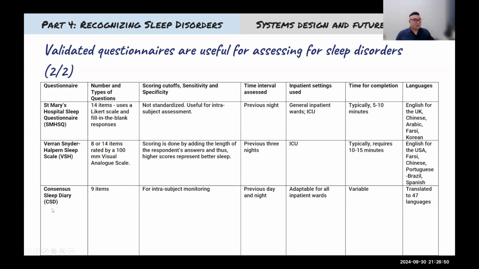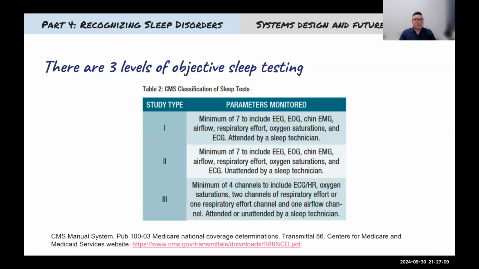And there is a more robust consensus sleep diary, which does take a bit more time to use. It reflects sleep status in the night and day previous. You're going to apply these questionnaires to your specific setting and the patient's needs. Now, there are 3 levels of objective sleep testing, some of which are deployed in the hospital environment. We have level 1 sleep testing, which is the classic polysomnography, meaning that you measure the brain waves, eye movements, chin movements, airflow, respiratory effort, oxygen saturation. You have a continuous ECG throughout the night, and usually there are EMG leads to the legs to rule out leg movements.